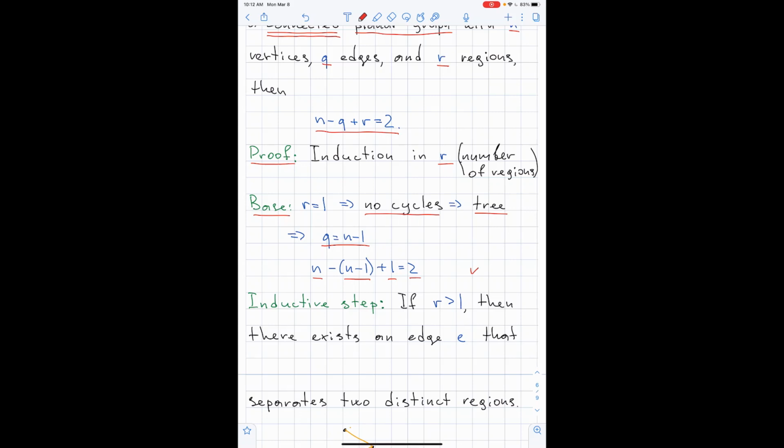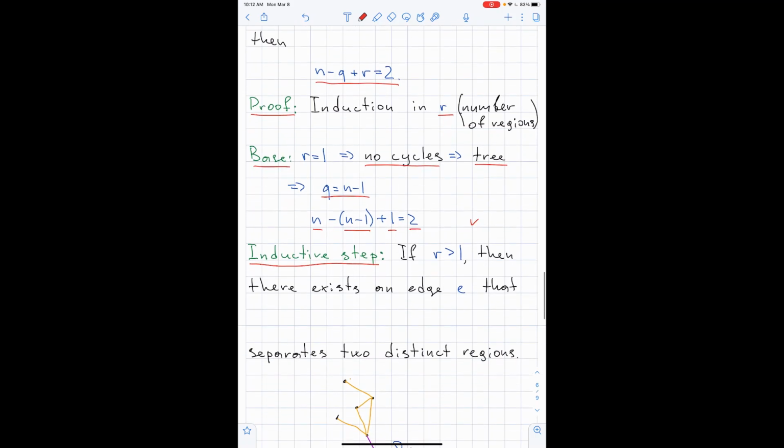Now for the inductive step, let's say that we already proved it for number of regions less than R, and now we want to prove it for a number of regions equal to R, and R is greater than 1.